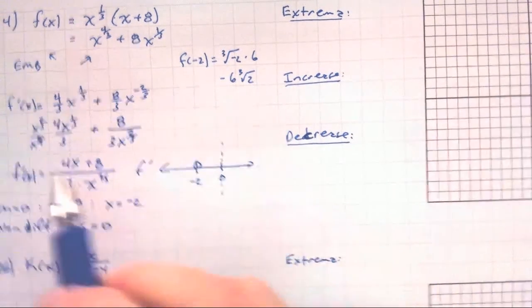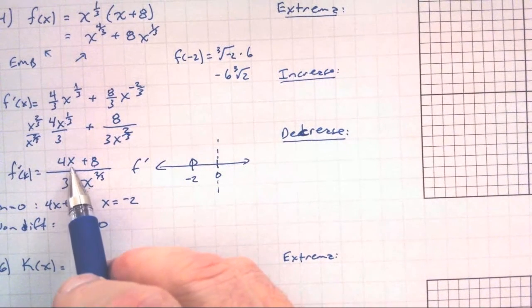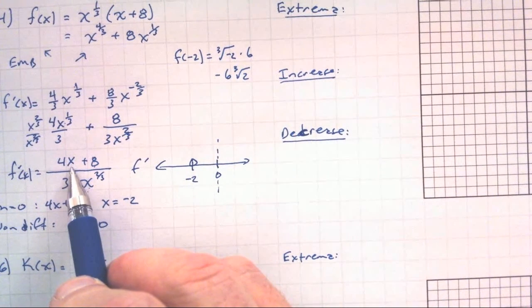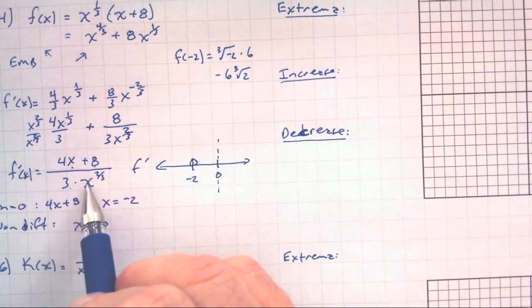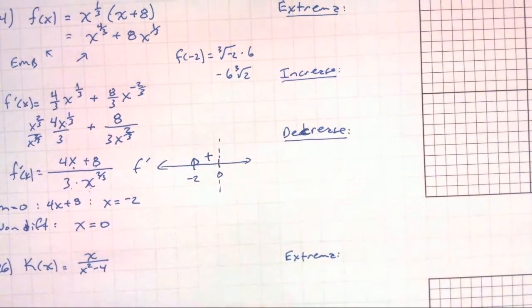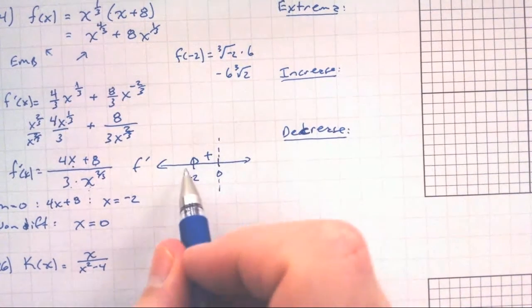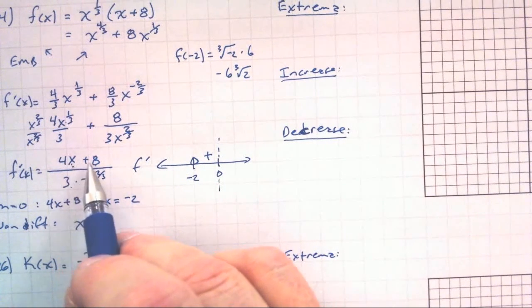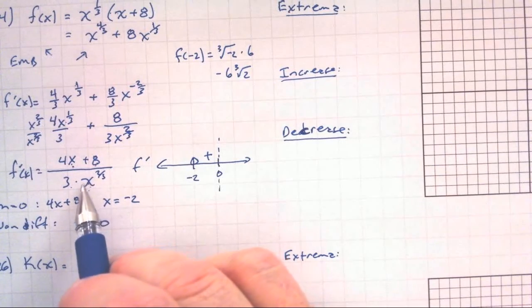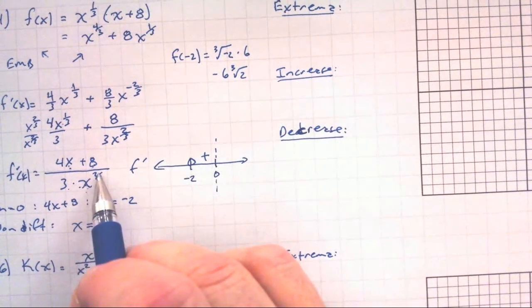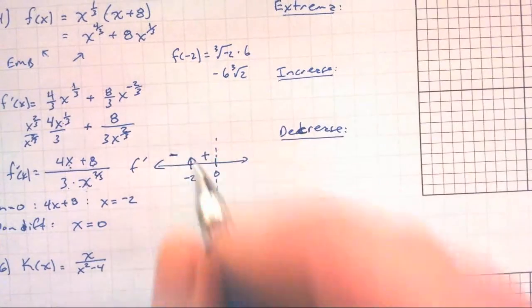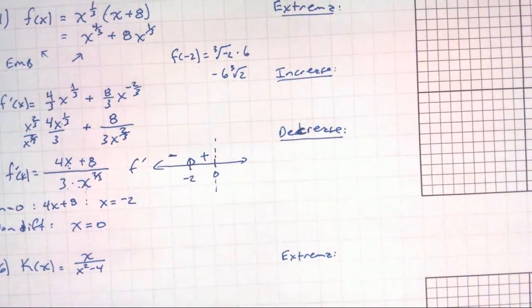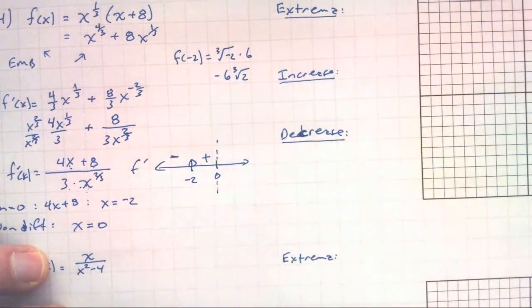If I put in, say, -1 here, my numerator will become positive, my denominator will be positive, and I will have a positive derivative or a positive slope. The graph's going up there. If I put in a value to the left of -2, like -3, my numerator becomes negative, my denominator is positive because the -3 gets squared, so I have a negative, making -2 a local minimum, at least a local minimum. Maybe it's the entire minimum.